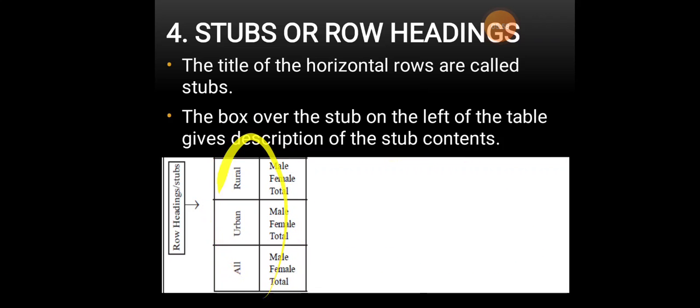So these are the row headings. These are the row headings which you will be writing. Based upon the row headings or based upon the stubs, you can fill the body of the table, or the contents of the table. So this is about the row headings.